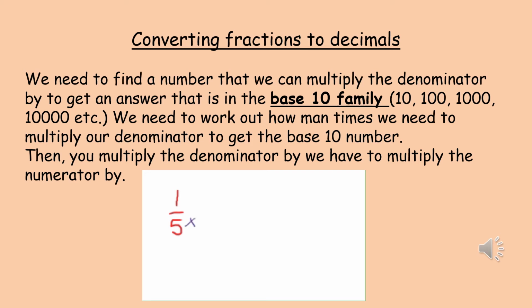I know if I multiply this one by 2, remember what we do to the denominator, we have to do to the numerator, okay? We've got to treat them equally. So 5 times 2 and 1 times 2. So this is going to give me my new fraction, 2 over 10. 1 times 2 is 2. So now my life is going to be a little bit easier, because I've got 2 digits, I can now convert this to my decimal.